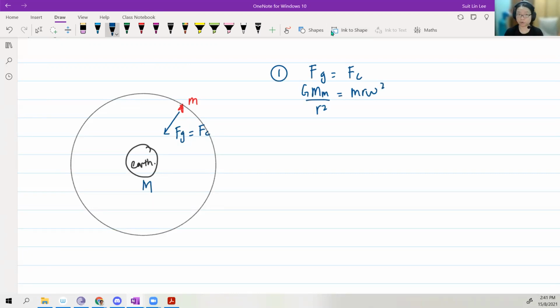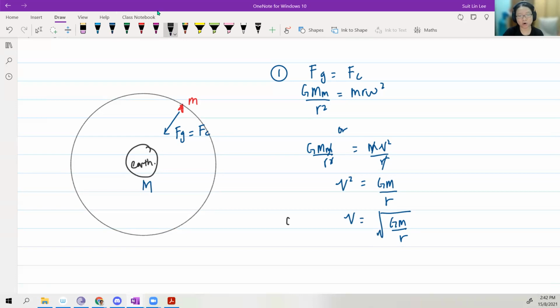This is level 1 mark, correct? But from here, I can also find, I can also use mv squared over r. Okay. So when I equate this to mv squared over r, I will notice something pretty interesting, where my v squared is equal to GM over r, or v is equal to square root of GM over r.